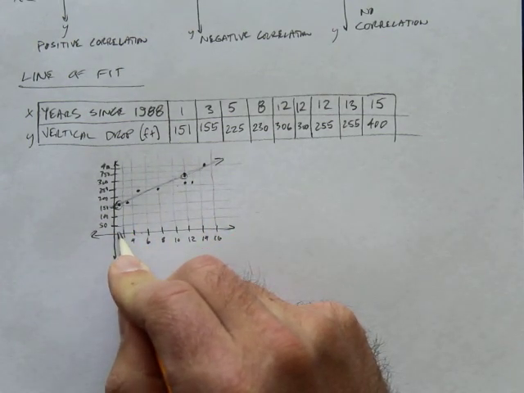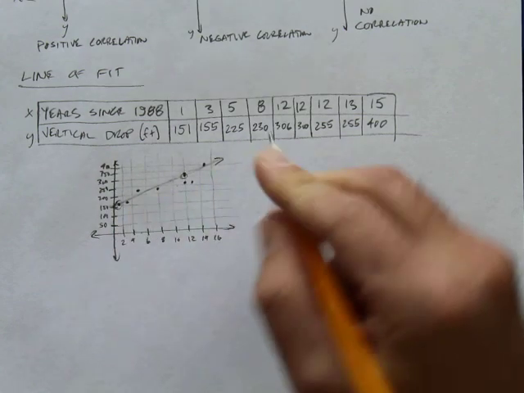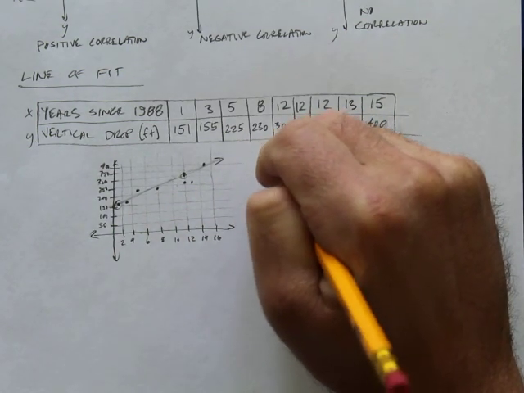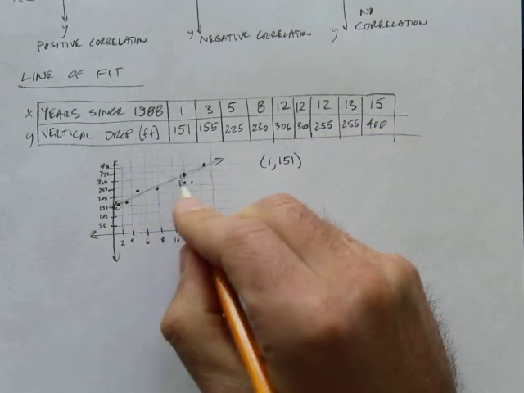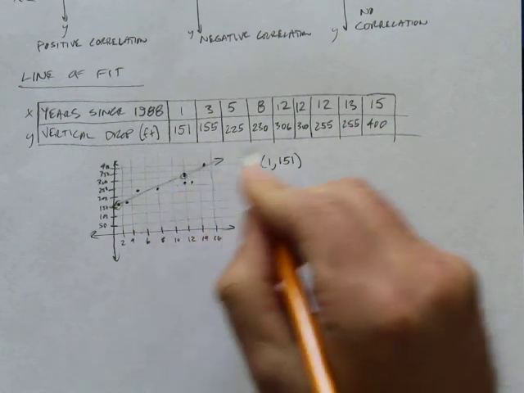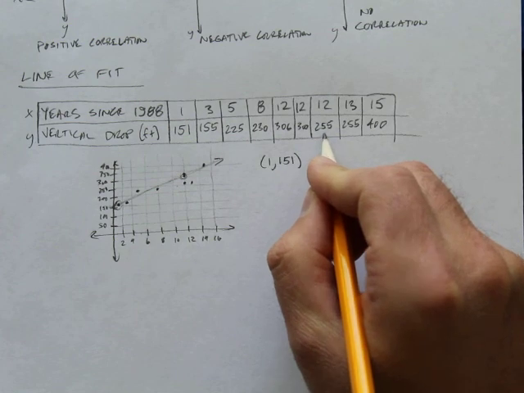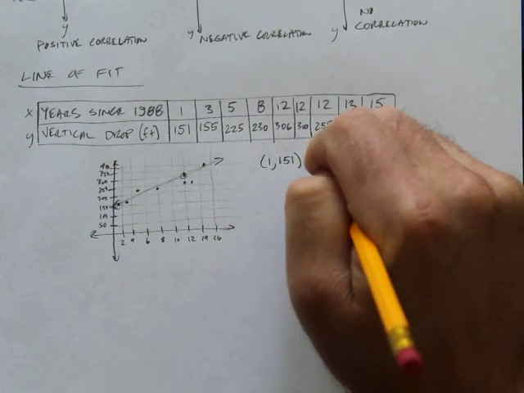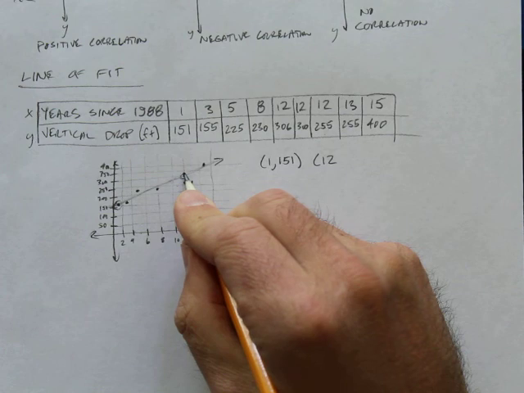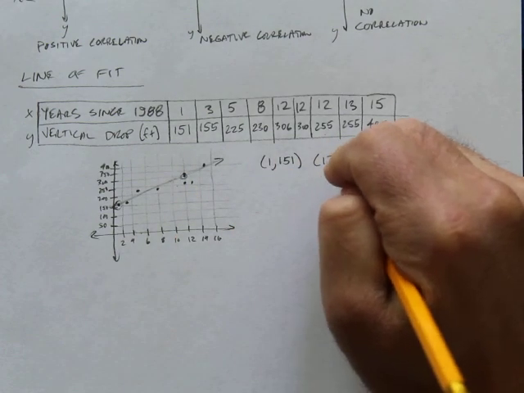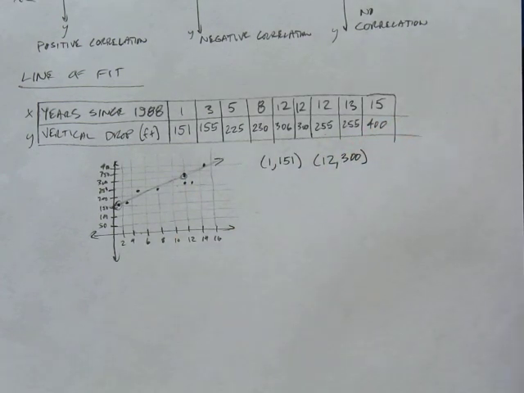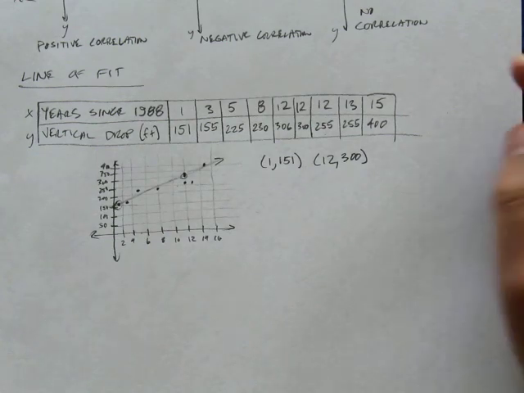I'm going to choose these 2 points. So this one is 151. And my other point is right here, 12, 300. Let's do that one. 12, 300. Okay, so those are the 2 points I'm going to use.